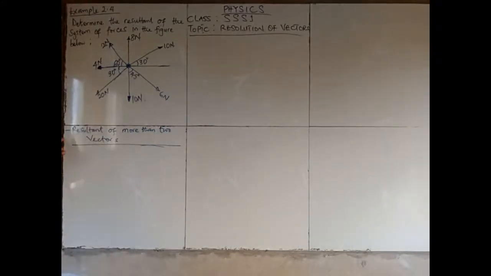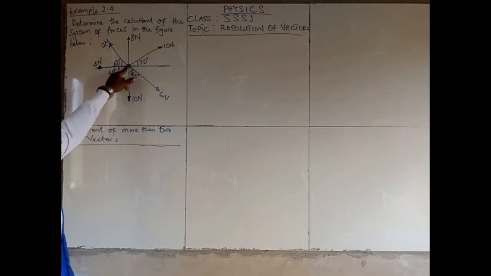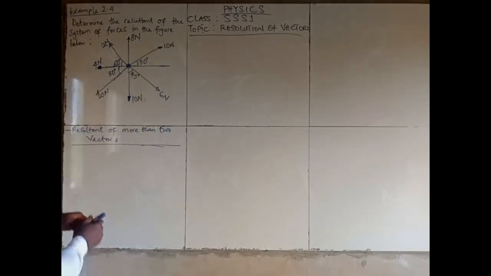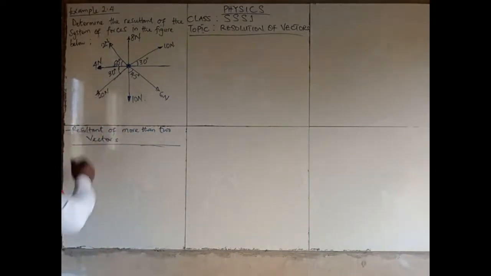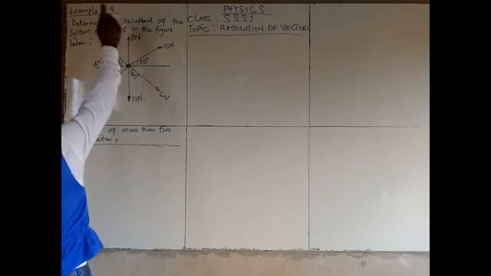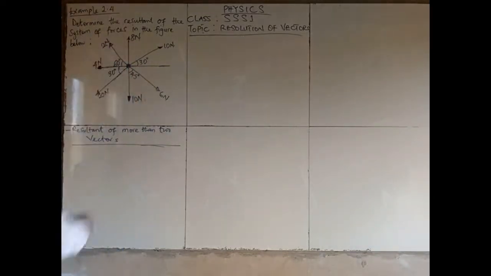Let's assume we're given several forces acting on this object O. They said determine the resultant of the system of forces in the figure below. That is, if somebody is pulling this object with 6 Newton, another person 10 Newton, another person 20 Newton, all of them are applying forces. This one is applying 10 Newton, this one 10 Newton, 2 Newton, 4 Newton.